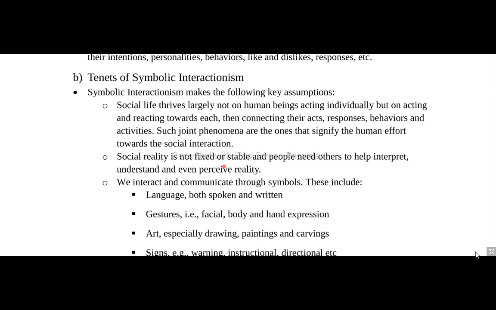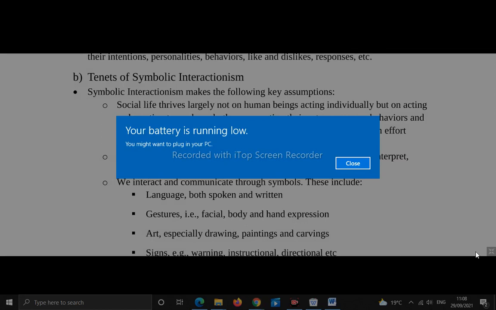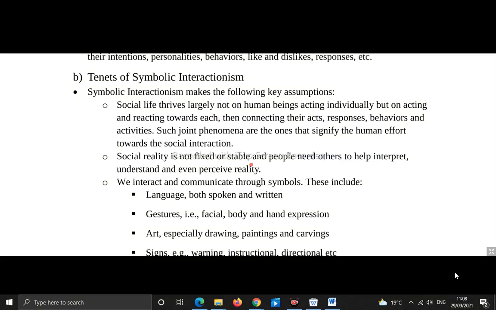It means that, for example, when you look at a picture, each person will interpret it differently because of the way we see things. So it means that social reality is not the same for everyone, and it is not stable. That means it will not remain constant. So people understand and even perceive reality. That is the second one.